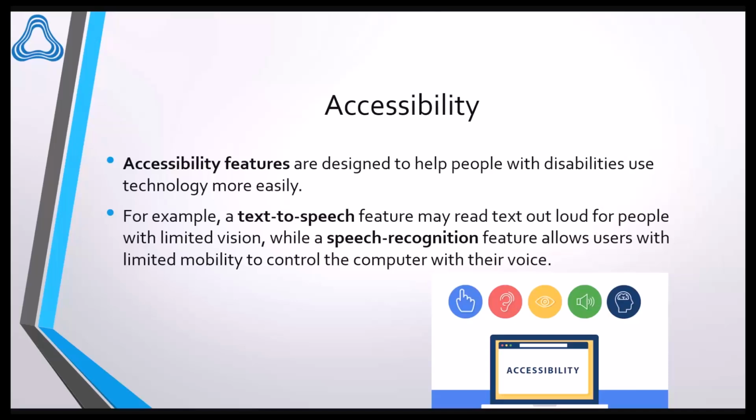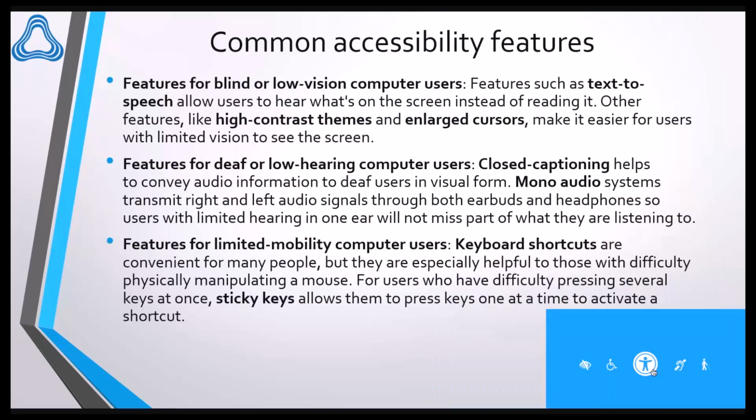Now, accessibility features are designed to help people with disabilities to use technological devices more easily. For example, a text-to-speech feature may read out text loud for people with limited vision, while a speech recognition feature allows users with limited mobility to control the computer with their voice. And of course, this is the way you can use Siri or something like it on your mobile device and issue voice commands, and it's able to execute the commands that you issue to it. Now, some of the common accessibility features are given in the next slide.